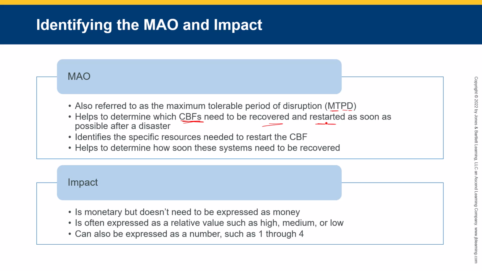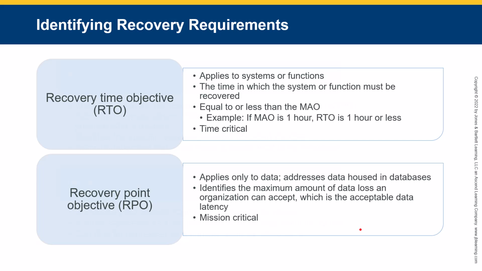Identifies the specialized and specific resources needed for that business function. And the impact is not solely focused on money. Monetary needs are important, but it doesn't always need to be expressed as money. It's often expressed as relative value: high, medium, low. And can also be expressed as a number: 1, 2, 3, 4. And again, the ranking numerically is going to be more the priority: priority 1, priority 2, priority 3, and so forth.